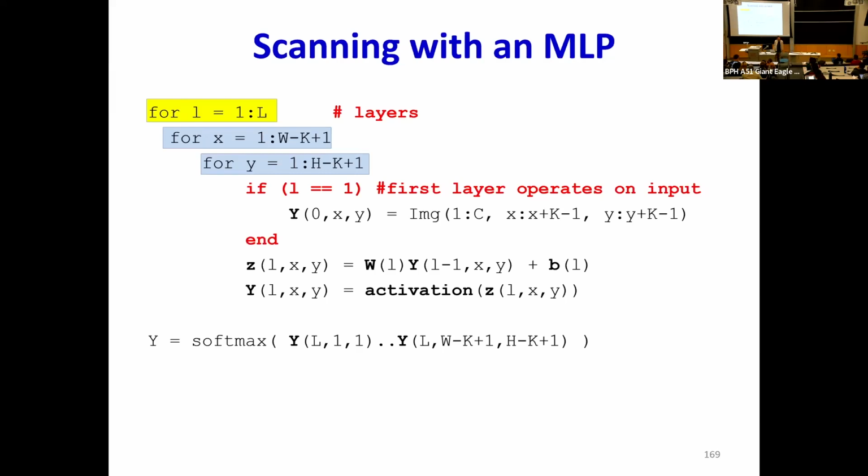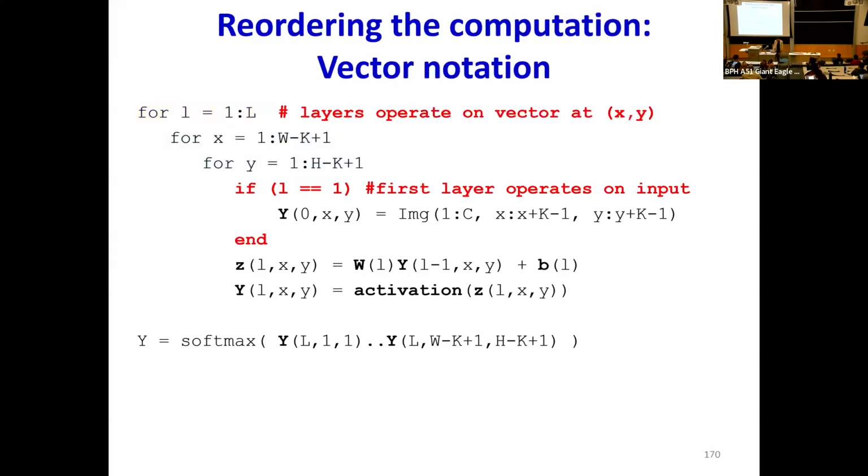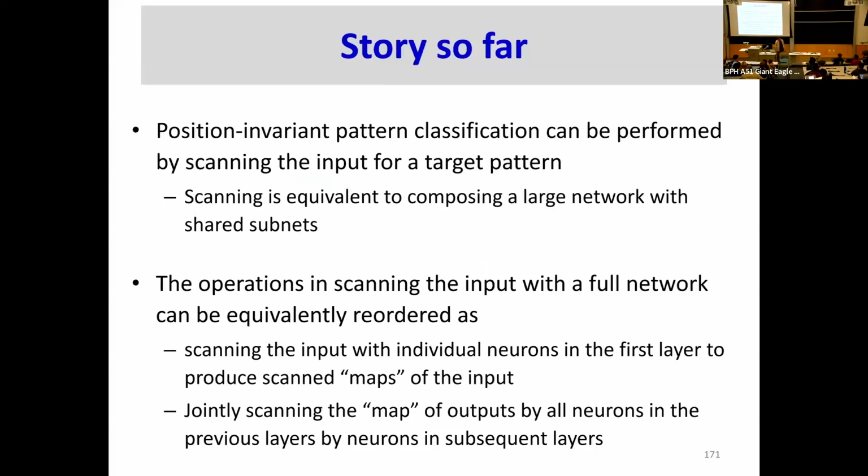But we know that the output is not going to change, right? The first layer is scanning the input, every subsequent layer is scanning the output of the previous layers, but the overall output is not going to change. And so this is the reordered computation, right? And we know that this will work. So any questions? Why are we switching the order of this? We will see in a bit, okay?